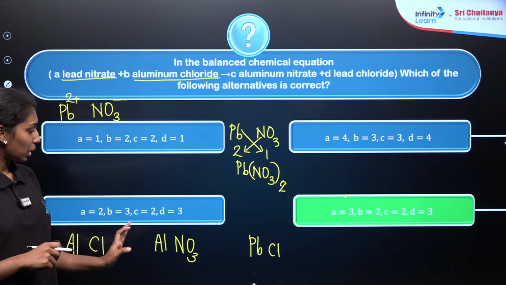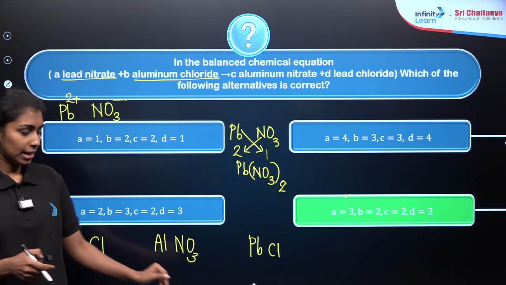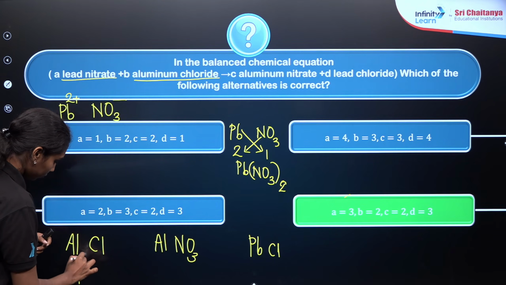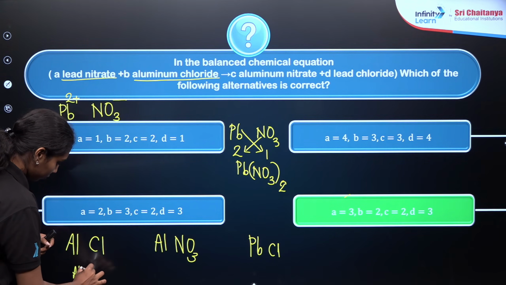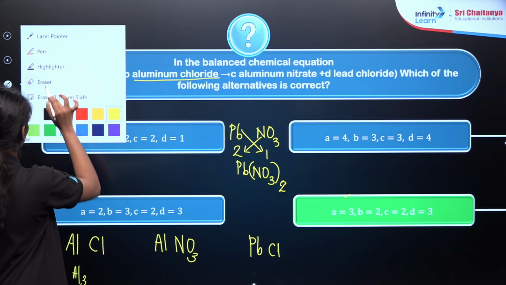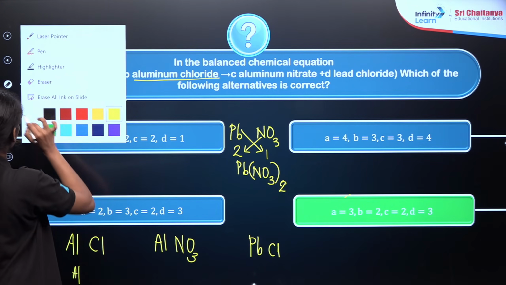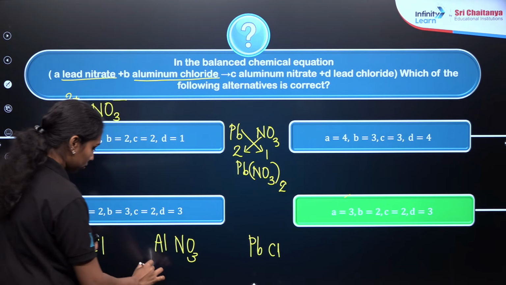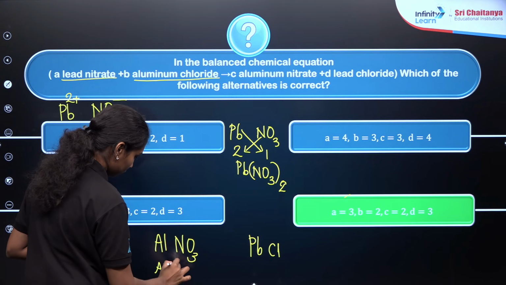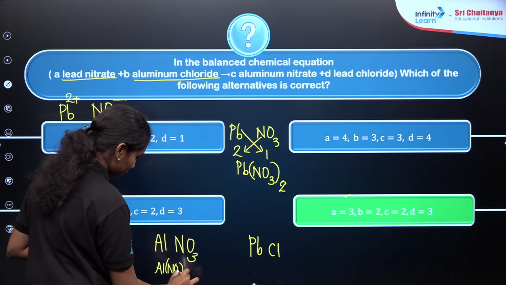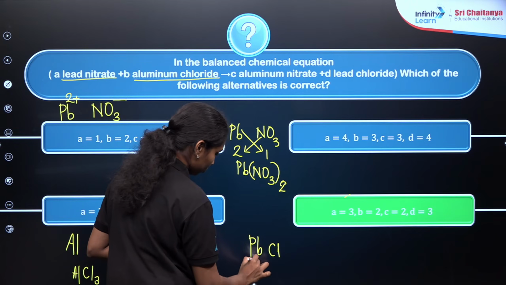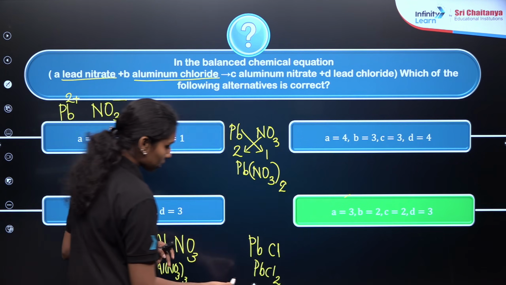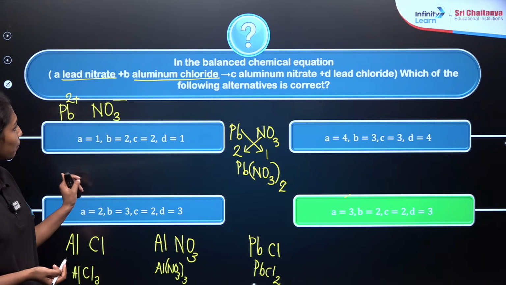Okay, Hardik, you are correct. PbNO3 plus AlCl3. Okay, I will write down here. So these are the chemical formulas, right? We are just crisscrossing the valencies. So how can we write the chemical equation here?